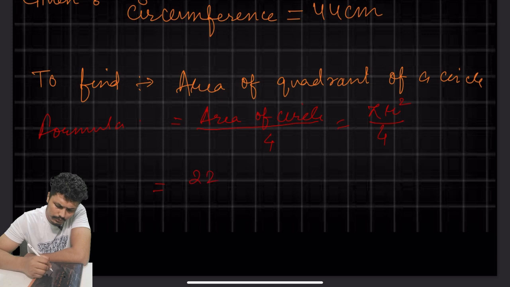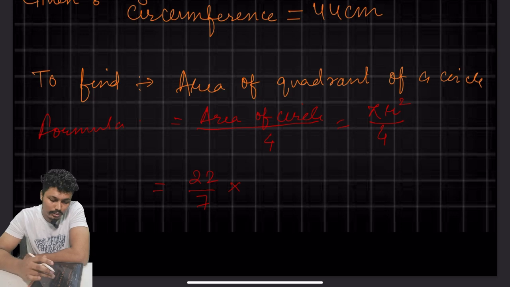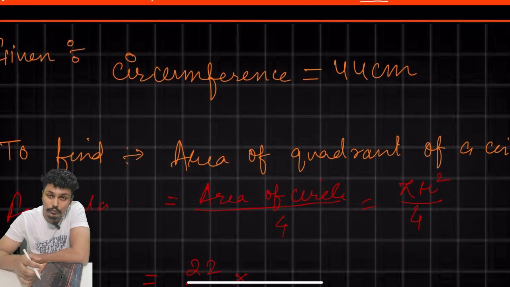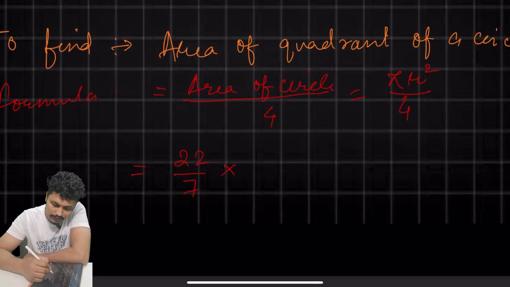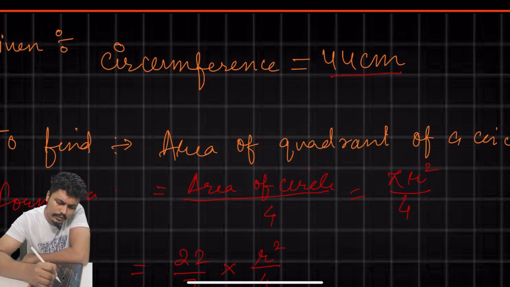Pi is 22 by 7. R square, r is how much? Sir, we don't know r. R is not given in the question, so we have to find it out. So pi r square by 4. Let's find out r. How to find out r? We can find out r from circumference.